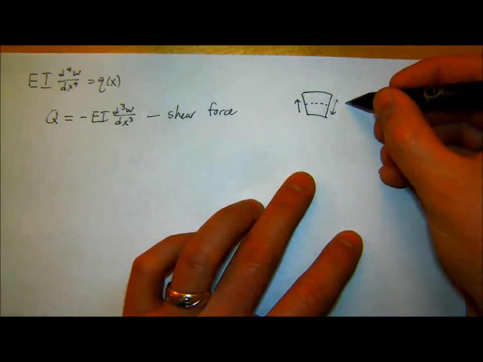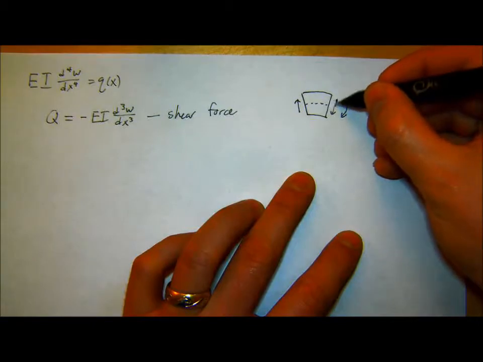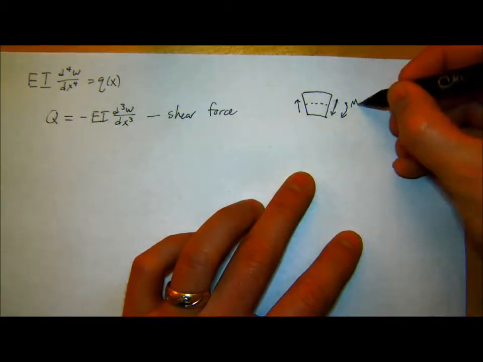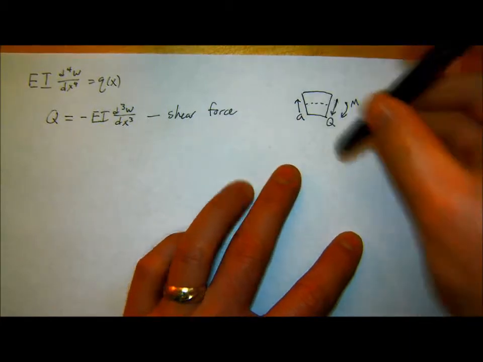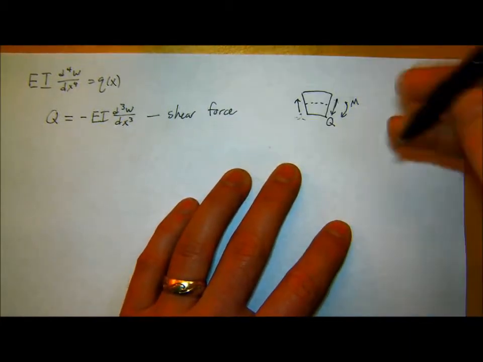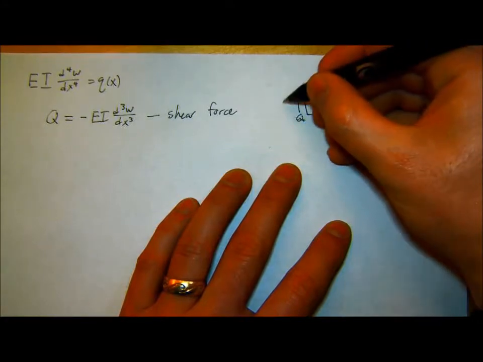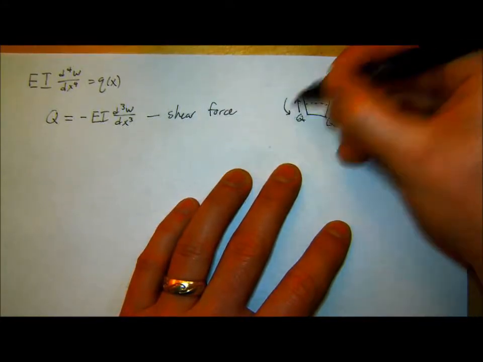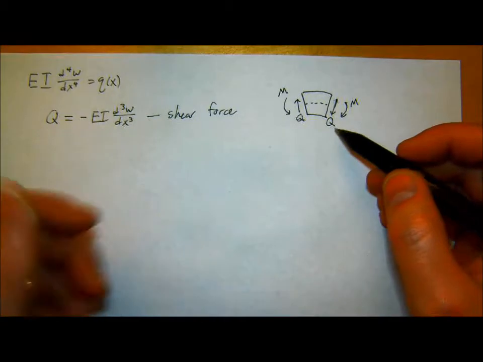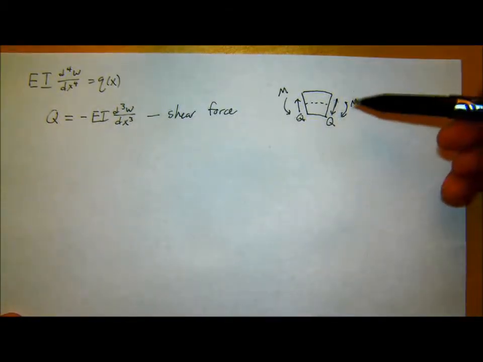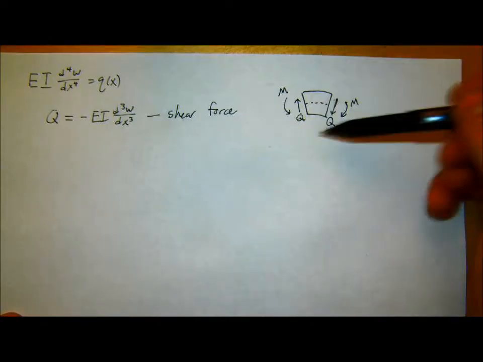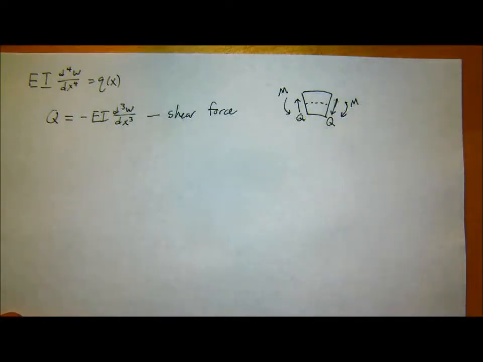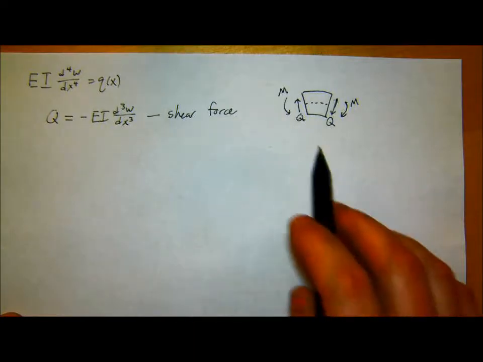Inside this beam, there'll be some bending moment M, some shear force Q, and then a counter moment M. So this Q is kind of a shear force internally, and I'll show you in an example in a minute where this comes from in terms of boundary conditions or in terms of the applied force.